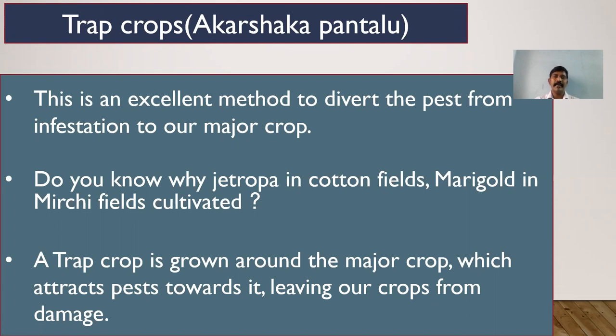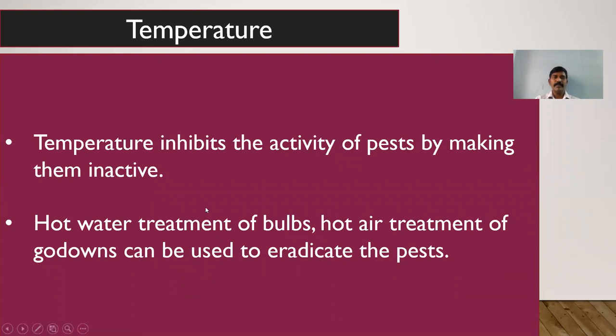These pests attack the trap crops. In this manner, we can control the pests in our fields. Here, trap crops are helpful. And the next one is temperature. Temperature inhibits the activity of pests by making them inactive. The bacteria or fungal forms which are present along with our seeds and crop are inactive at a particular temperature. So temperature also plays an important role to control the pests and insects.